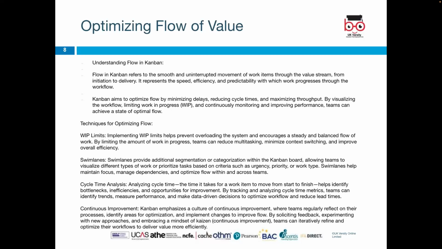Techniques for optimizing workflow: WIP limits, implementing work in progress limits, preventing overloading of the system, and encouraging a steady and balanced flow of work. So you have to limit the work in progress. It's literally limiting what each team can have on each section of the Kanban board. By limiting the amount of work in progress, teams can reduce multitasking, minimize context switching, and improve overall efficiency.